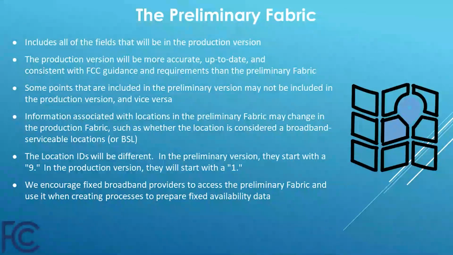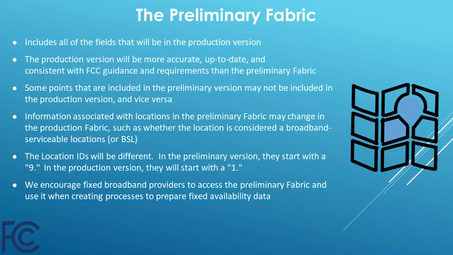The preliminary fabric is made up of a set of fields or columns that match those that will be in the forthcoming production version. The FCC and CastQuest are continuing to refine the fabric's location data to meet FCC requirements. The production fabric used for the June 30 collection will therefore differ from the preliminary fabric because different methodologies were used to create the two data sets. For example, some points identified as broadband serviceable locations in the preliminary fabric may not be considered BSLs in the initial production dataset. The production dataset may also contain BSLs not included in the preliminary fabric.